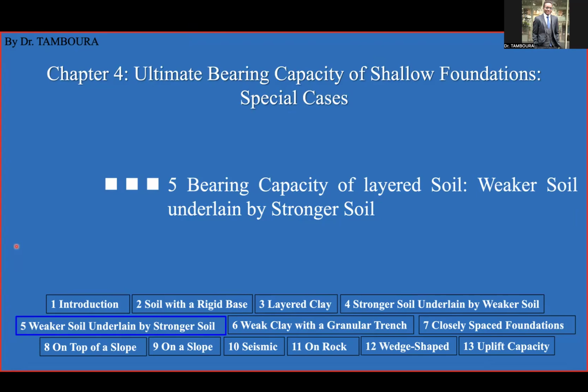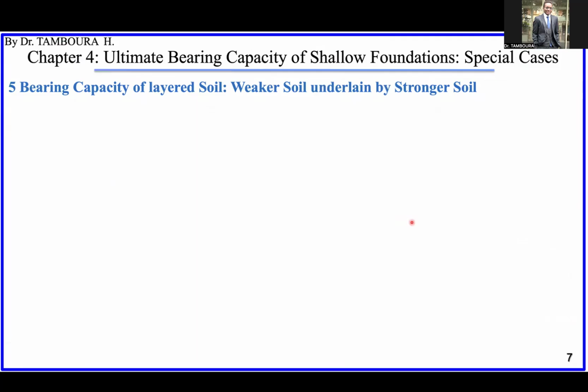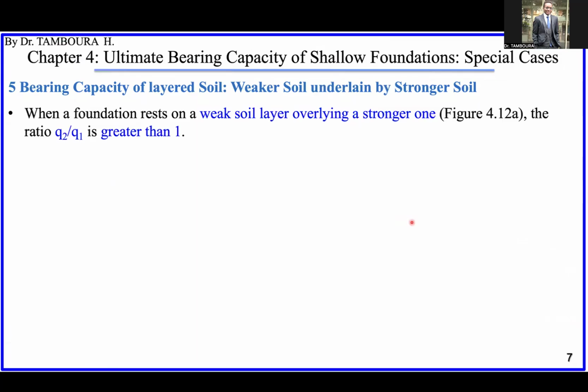So let's start with the bearing capacity of layered soil: weaker soil underlaid by stronger soil. What will happen then? Before you watch this one, I really recommend you watch the previous video first. It will make everything easier for you to understand this one.